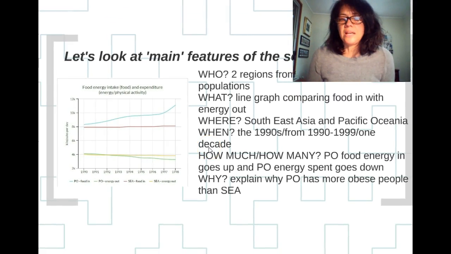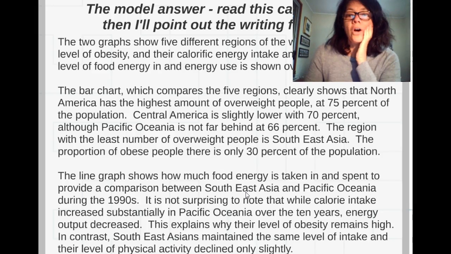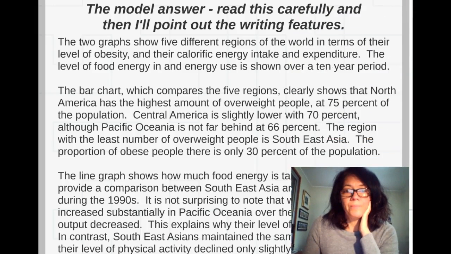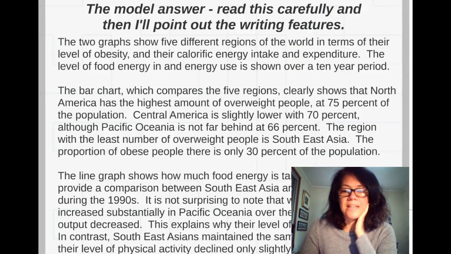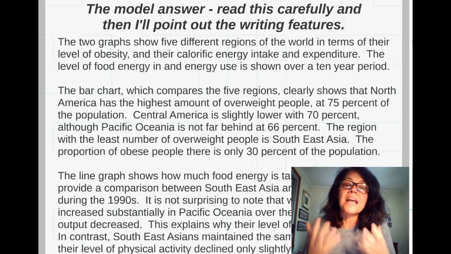Now, why do you think this information might be useful? It shows that Pacific Oceania has more obese people than Southeast Asia. So that's important information. Okay, here is the model answer. I'm going to read it with you, and then I'll just quickly point out why this one is a good example. Let's read it together. I really encourage you to read aloud with me so you can improve your grammar at the same time.